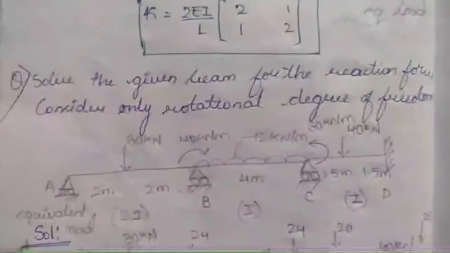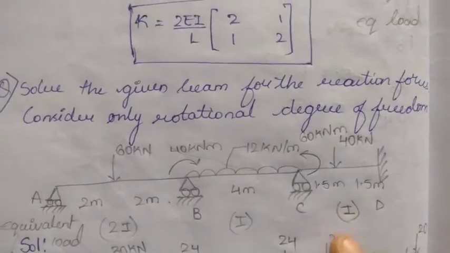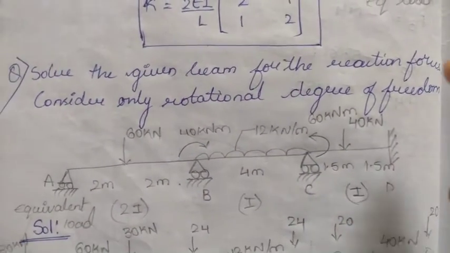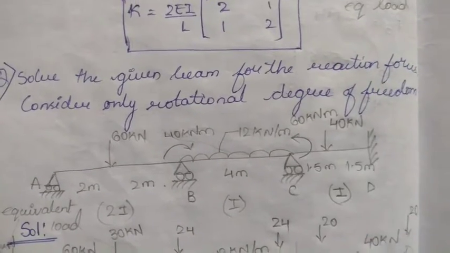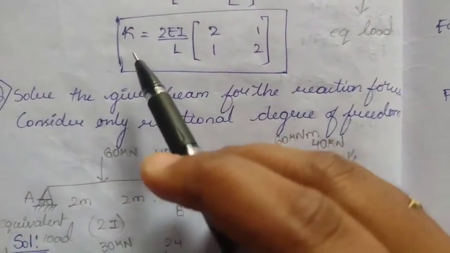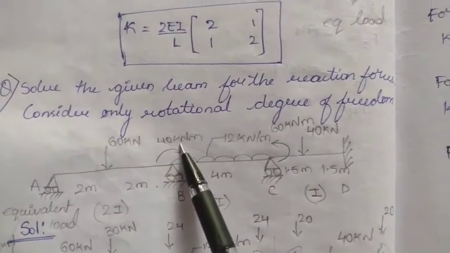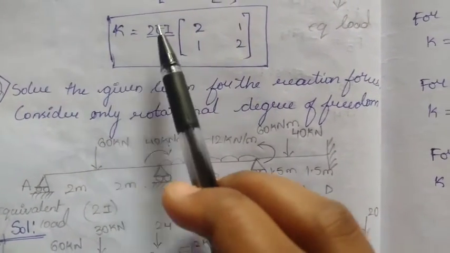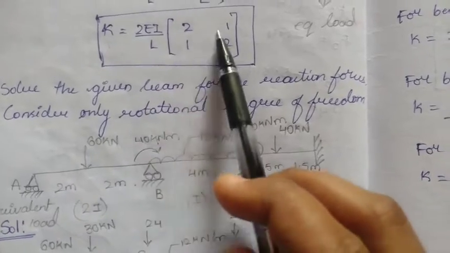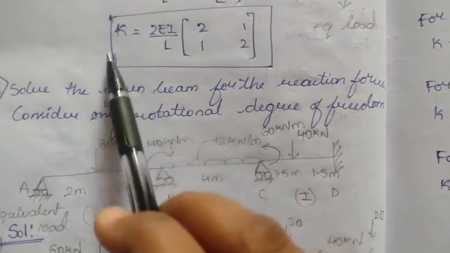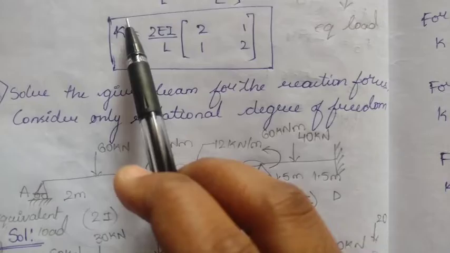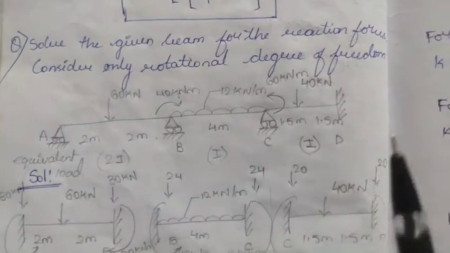Today we are going to see how to analyze a beam using the direct element method. So this is the example we are going to solve. We have a formula for determining the stiffness matrix of the given beam. K is equal to 2EI by L times the matrix 2, 1, 1, 2. This is the stiffness matrix formula for a beam.